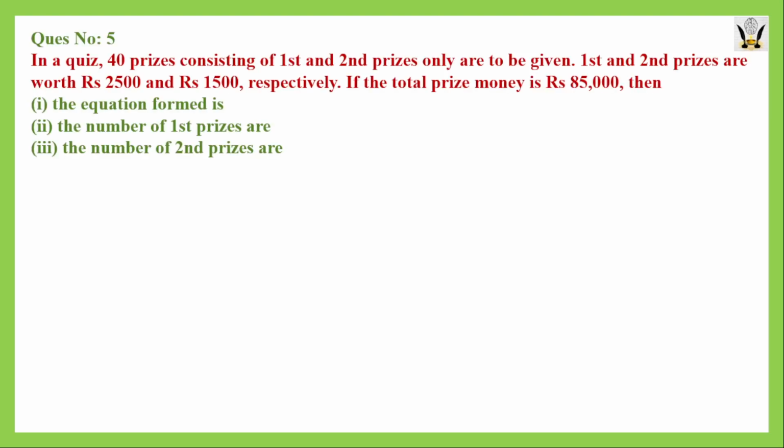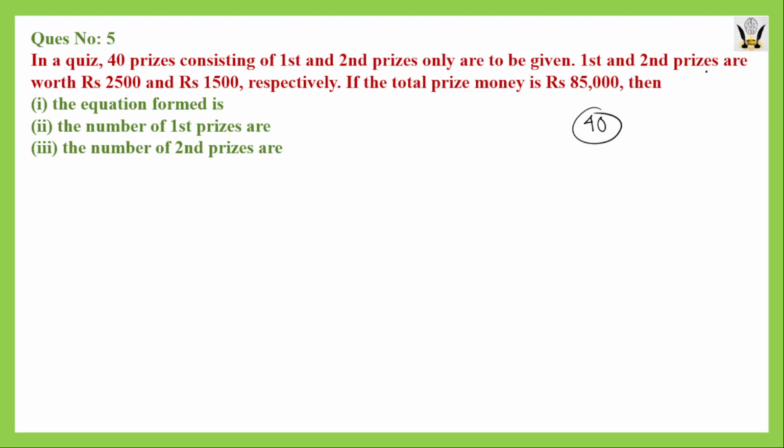Now the next one. Here the sum says that in a quiz, 40 prizes consisting of first and second prizes only are to be given. That means in that quiz we have in total 40 prizes, and that has to be kept in mind. Now in those total 40 prizes, we have only first prize and second prize. There is no third prize or anything else.